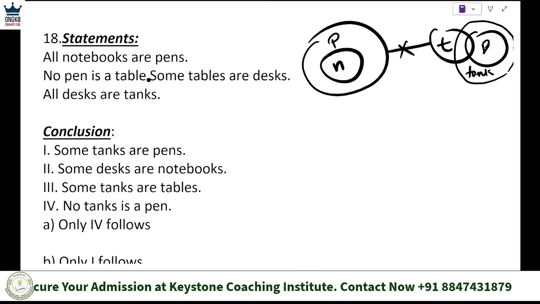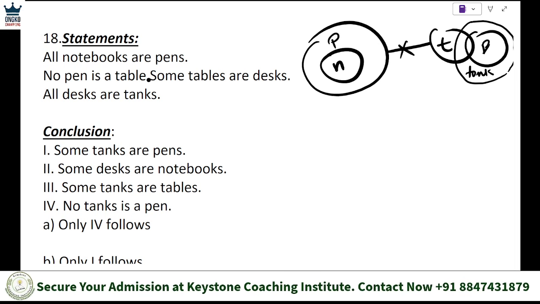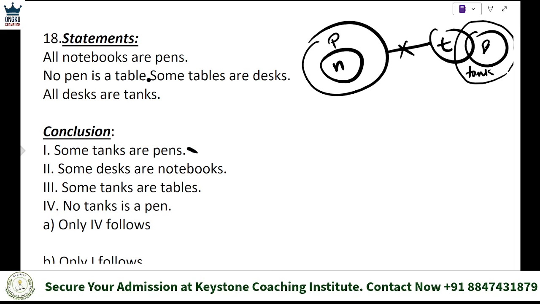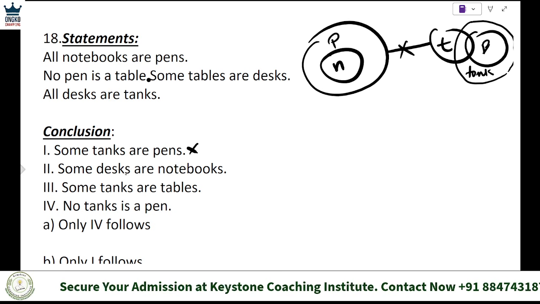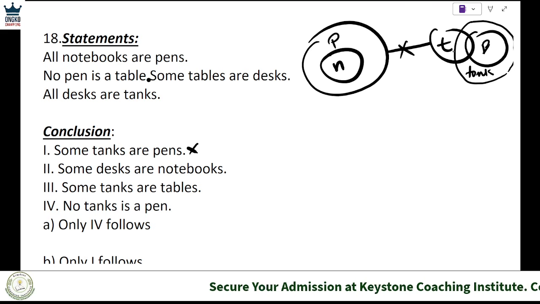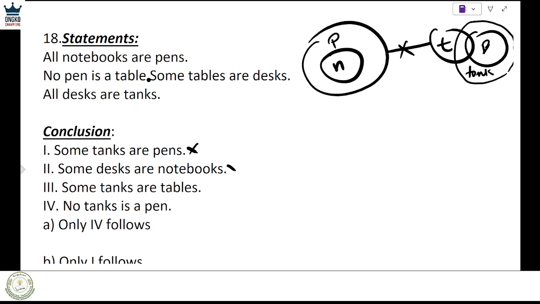They share nothing. Some tank are pen means tank and pen should share something, but in the diagram they are not even touching. So the answer is false. Conclusion 2: some decks are notebook. Again it is a positive form, so do decks and notebook join? No, they don't even join. False.